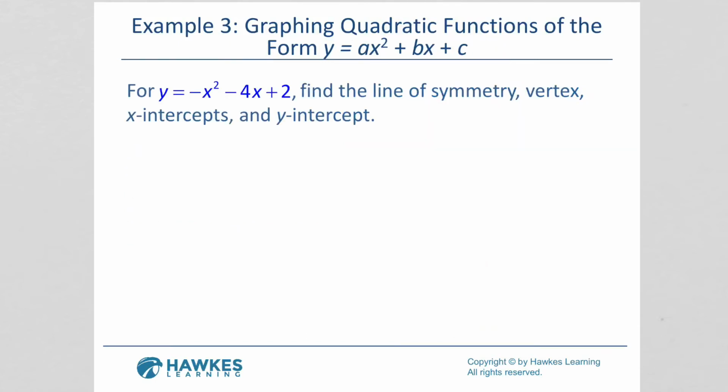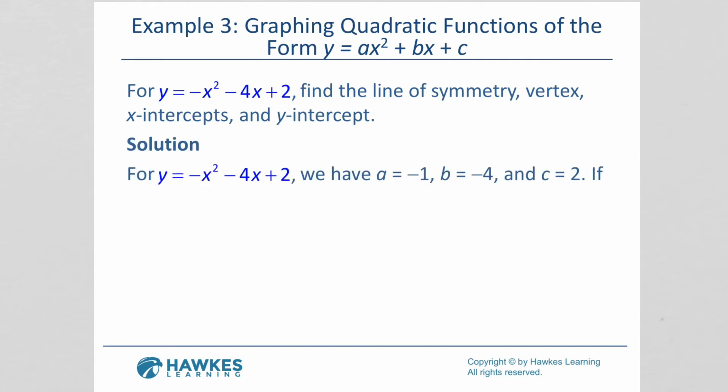Example 3. For y equals negative x squared minus 4x plus 2, find the line of symmetry, vertex, x-intercepts, and y-intercepts. In this problem, we're going to use a slightly different method, and this can be found in your formula sheet for this course.